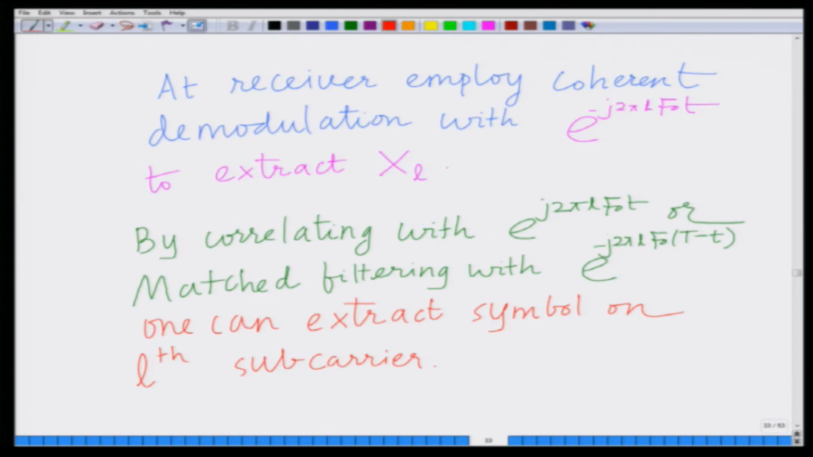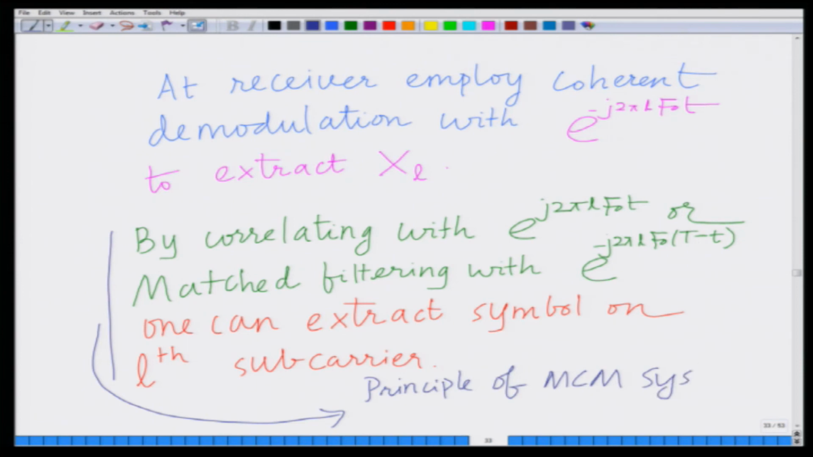This is the principle, and this is the transmission and reception scheme. So, this is the principle of MCM. This is the principle of a multi-carrier modulated system.